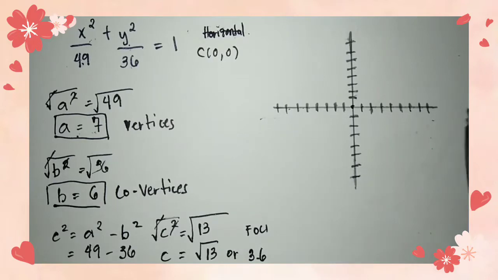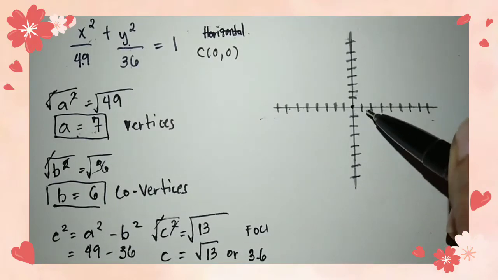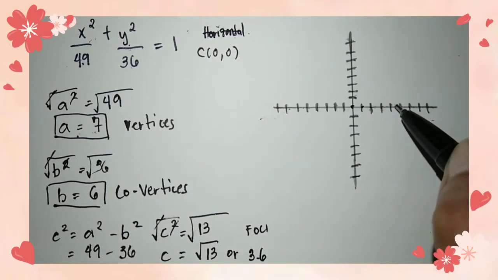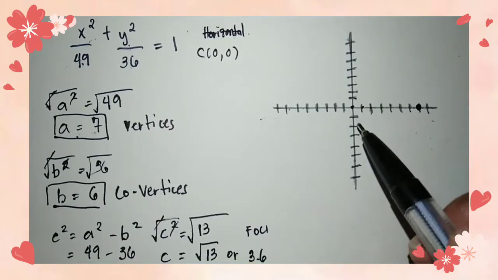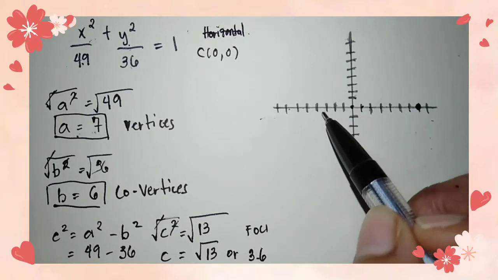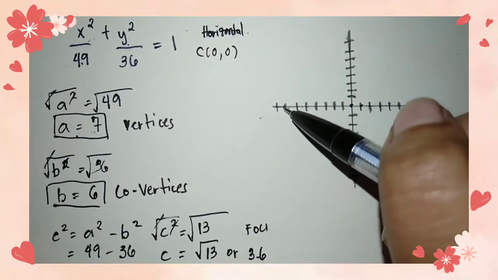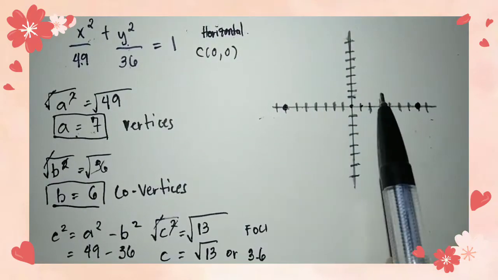sa x-axis. So, from the center, 7 units to the right. 1, 2, 3, 4, 5, 6, 7. So, nandito siya. And 7 units to the left. 1, 2, 3, 4, 5, 6, 7. Yan. Remember, we have A and A.